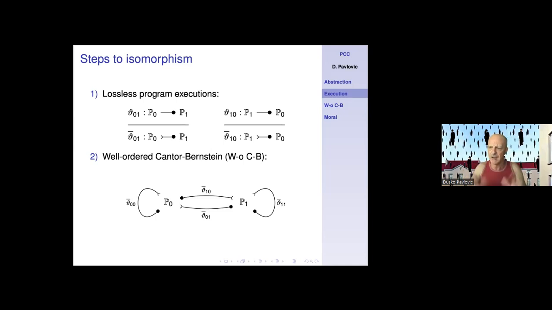And it looked like, where is this well ordering coming from? Well, it's coming from the fact that everything that we're looking at is language based, and languages are these well ordered things where everything has a beginning. So the first step will be to develop lossless program executions, and the second step will then be to just execute the well-ordered Cantor-Bernstein theorem.